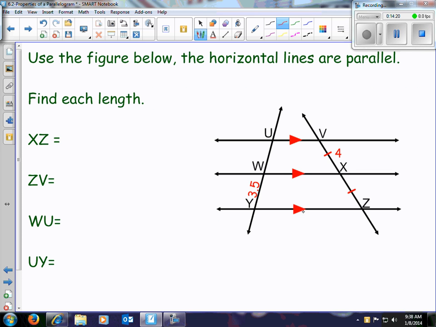So, if we're looking at this picture, it says use the figure below. The horizontal lines are parallel. So that means I know that this is congruent to this, which is marked. So if they're congruent and this is 4, then this one also has to be 4. I also know that this line is congruent to this line. And if this is 3.5, then this one automatically has to be 3.5. So now we can answer our questions.